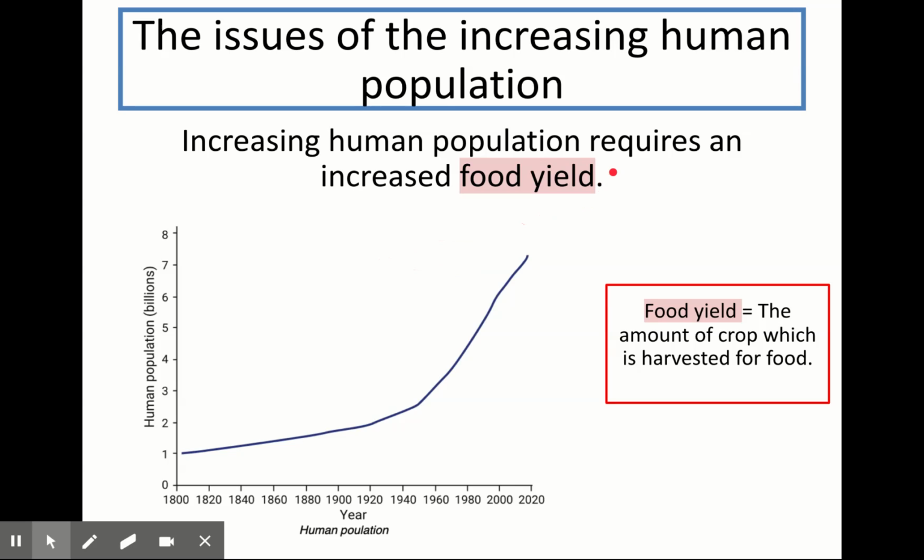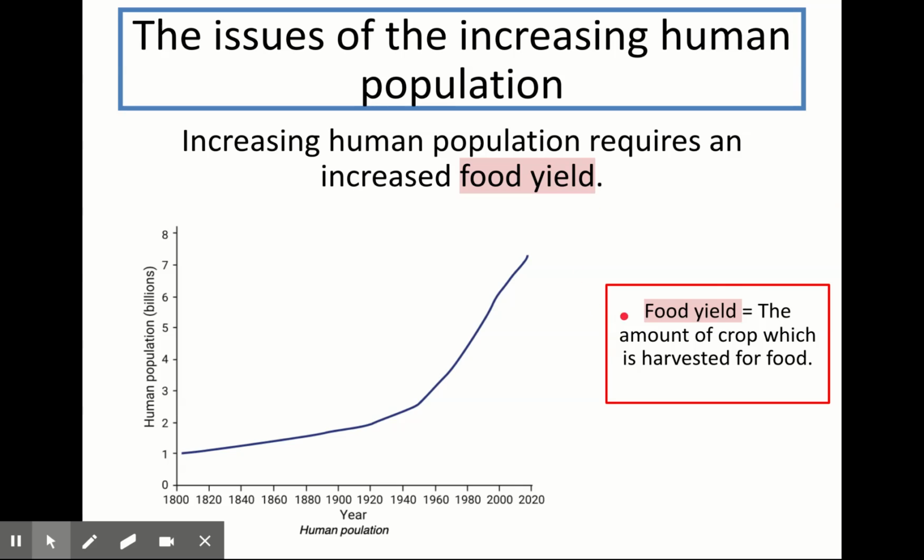Now what you can see from this is from the 1800s up, there has been a large increase in the human population, from roughly 1 billion in 1800 to over 7 billion in 2020. So that's an increase of 6 billion people in just 220 years. Now this is important as all of those people need food to survive.